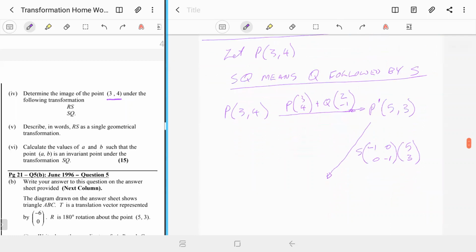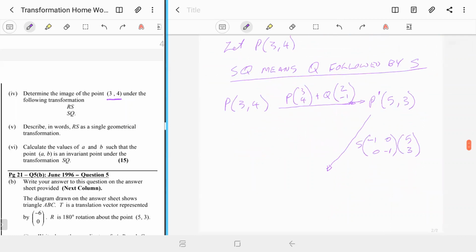What's all this going to work out to now? It's going to give you P double prime. P double prime is going to be -5, -3. So here, -1 times 5 is -5. And then this -1 times 3 is -3. That's because 0 times 5 is going to be 0, and this 0 times 3 is going to be 0.